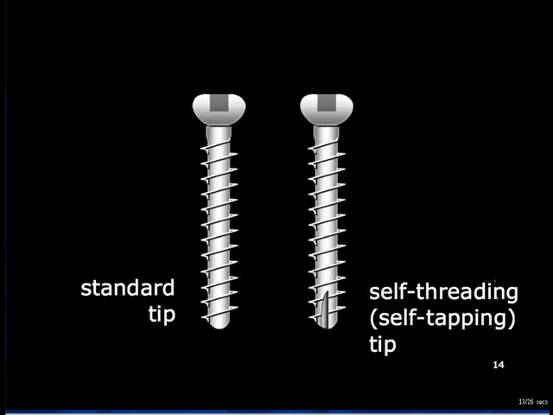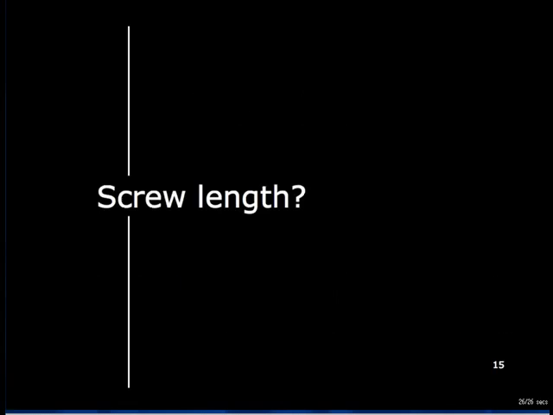The self-threading screw has 2 or more flutes at its tip, specially designed both to cut an accurate thread by removing cortical bone and to avoid jamming of the resultant bone debris in the helix. As indicated, the selection of the correct length of screw is vitally important.